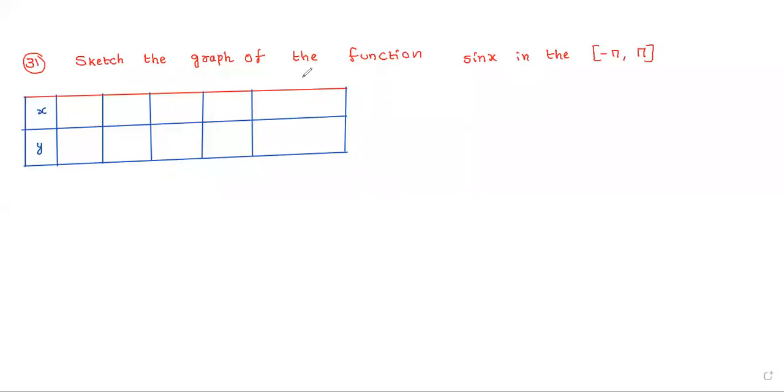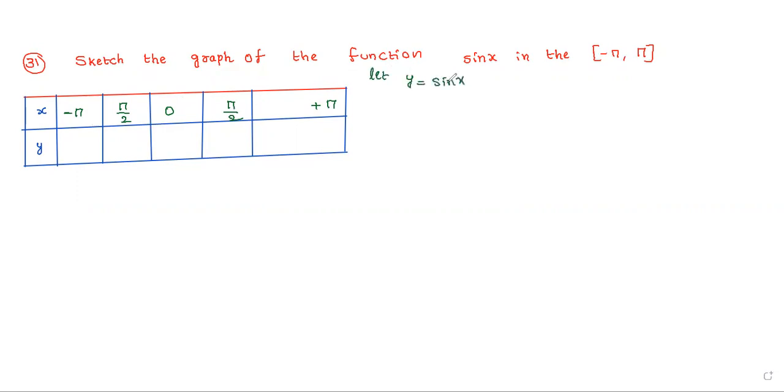Sketch the graph of the function sin x in the interval minus pi comma pi. So minus pi to plus pi. So next middle value is pi by 2. Next 0. Next pi by 2. So y function, that is, let y equal to sin x.